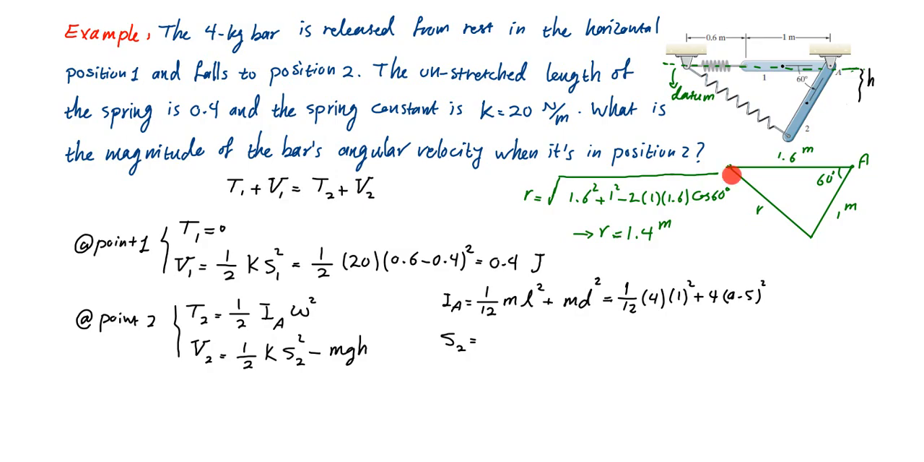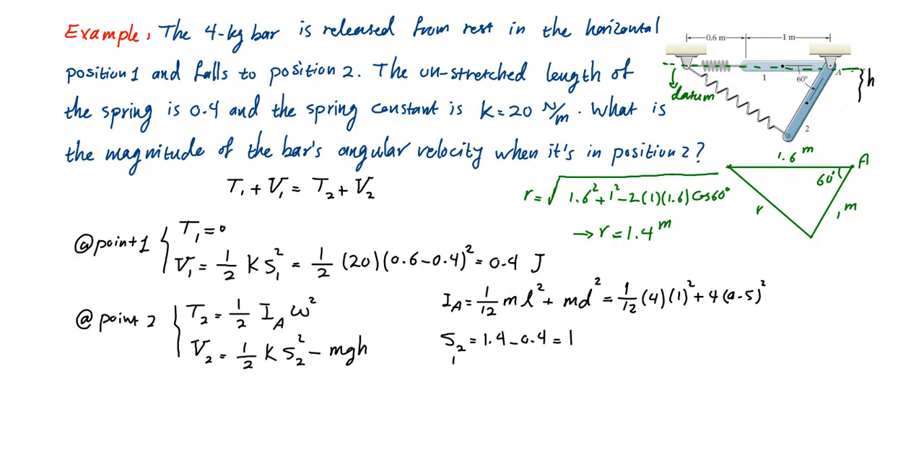If you know the final length, you know the initial, or unstretched length. Sorry, let's put it that way: unstretched length. So you can actually find out what the S is. So 1.4, the final length, minus the unstretched length, which is 0.4. This gives you 1.